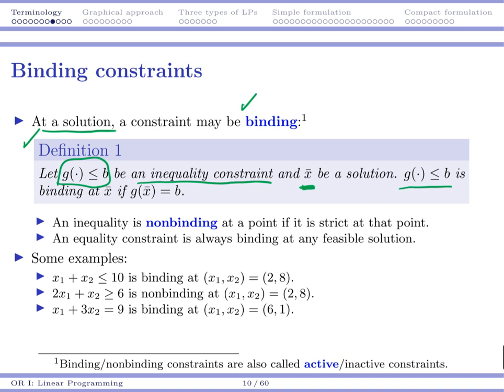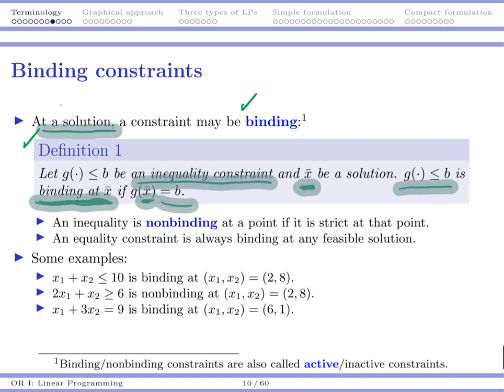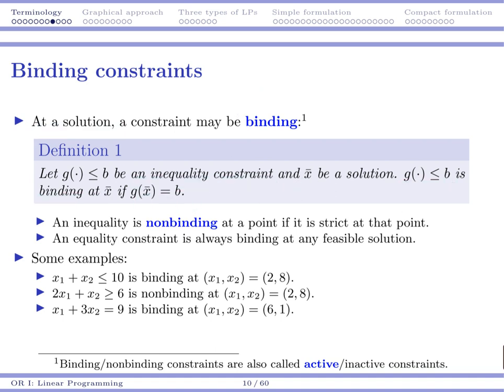Then this particular inequality constraint is said to be binding at x bar if, when you plug in x bar, you get an equality. Pretty much that says when you have an inequality constraint and there is a solution, once you plug in, that becomes equality. If that's the case, then we say this constraint is binding at x bar.